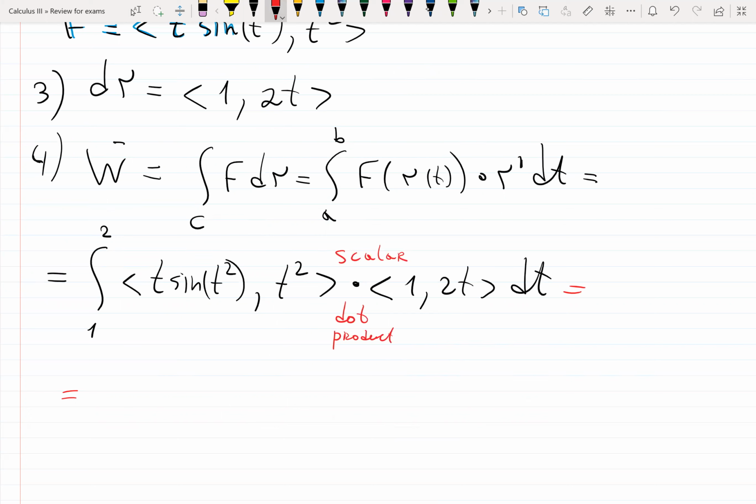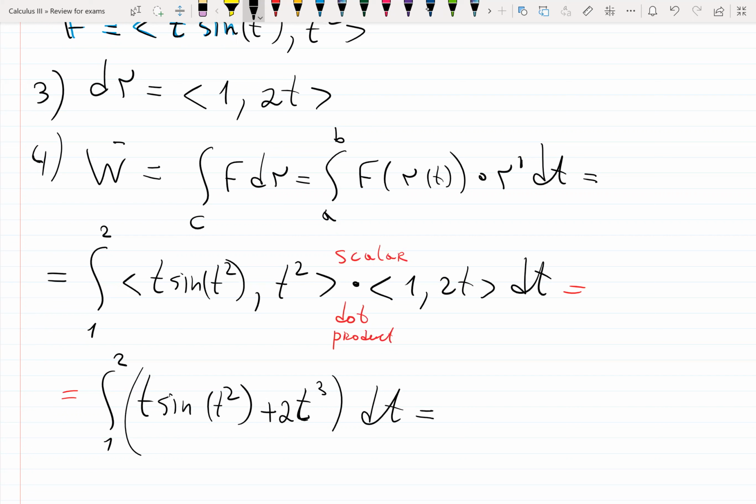That's a simple case. So it's going to be the integral from 1 to 2 of t sine t squared times 1, plus 2 multiplied by t cubed, dt. Integrate each, plug in 2 and 1. Let's actually use substitution, I can see it over there. And you get the answer, which is 1/2 cosine 1 minus cosine 4, plus 15. That's my notes.